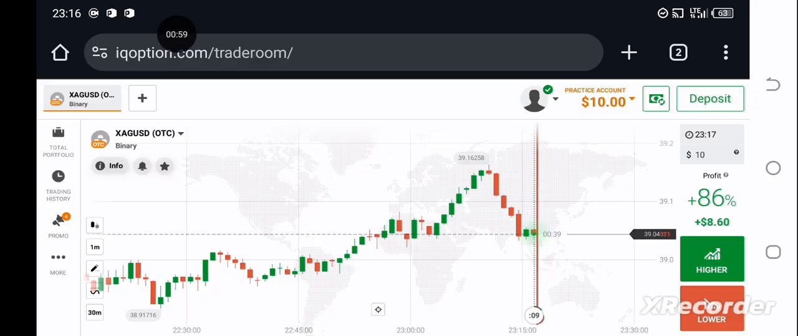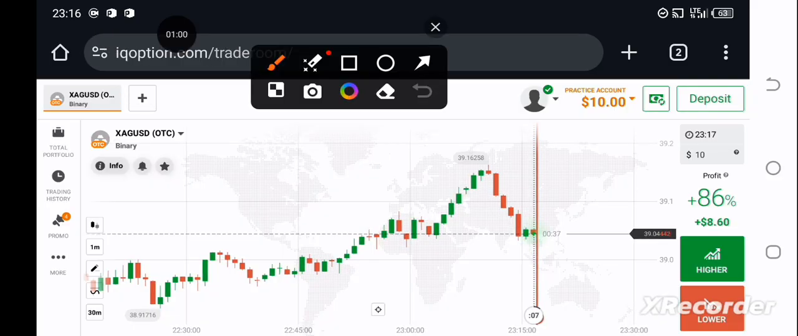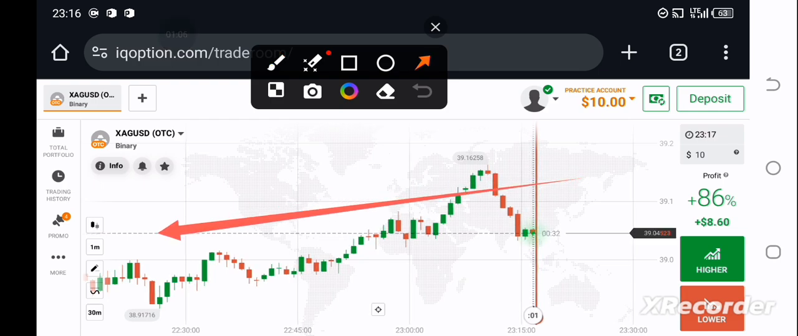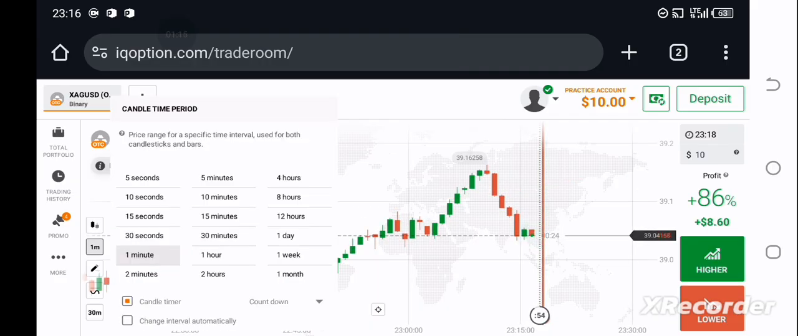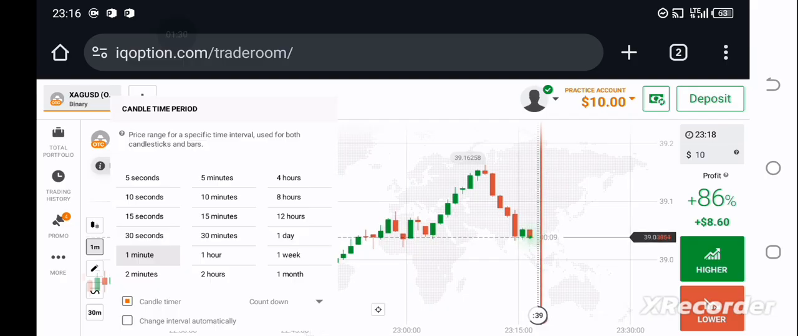The only thing I want you to understand here is, if you are trading on the IQ Option platform, this is the area where you select your timing. If you click that place, you are going to see all the time frames: 1 minute, 2 minutes, 5 seconds, 10 seconds, 15 seconds, 30 seconds, 5 minutes, 10 minutes, 15 minutes, 30 minutes, 1 hour, 4 hours, up to 1 month.